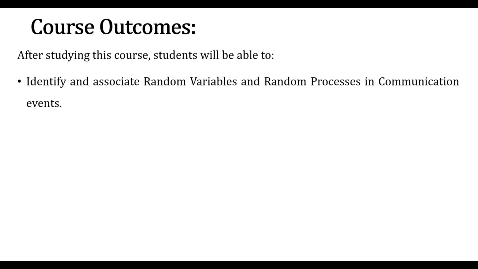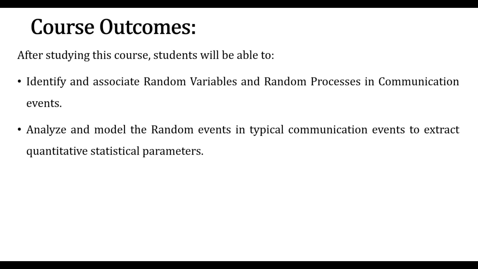identify and associate a random variable and random process in communication events. It is the first ability you will have after the completion of this course. That will be the first ability. And you will be able to analyze and model the random events in typical communication events to extract quantitative or statistical parameters. This is the second ability you will have.